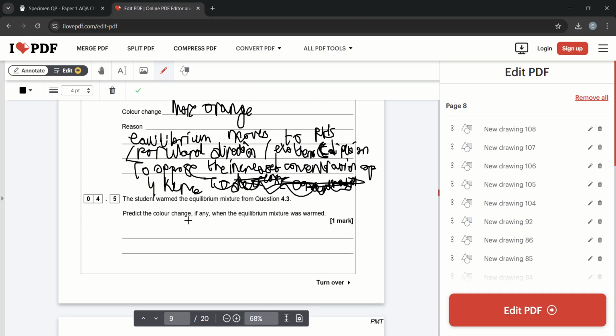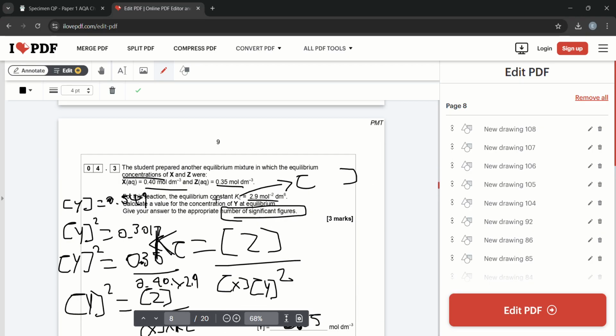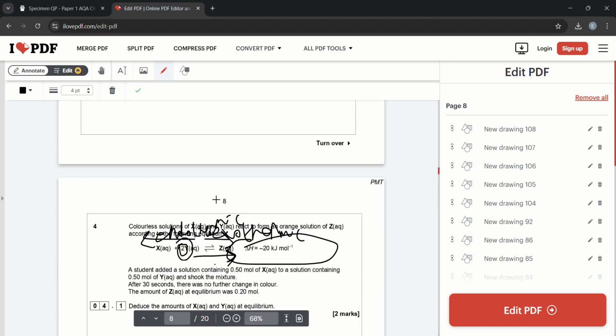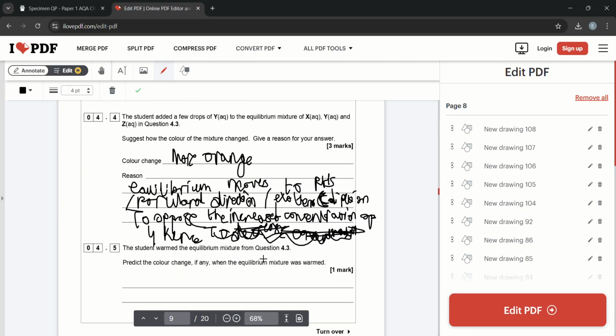Okay, and then 4.5, the student warmed the equilibrium mixture from question 4.3. Predict the colour change, if any, when the equilibrium mixture was warmed. Again, a very tricky question. It's not just one step, it requires multiple steps. So the student warmed the equilibrium mixture. Well, first thing, when I was attempting 4.4, I labeled that the forward reaction is exothermic, and we're going to need it now because I know delta H is negative, forward reaction is exothermic. So what are we doing? Well, we're warming the equilibrium mixture.